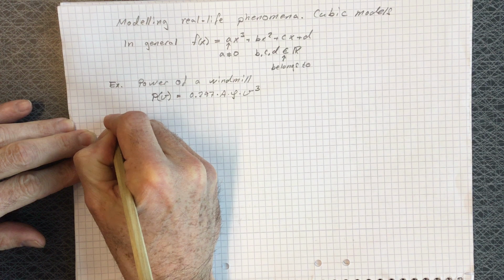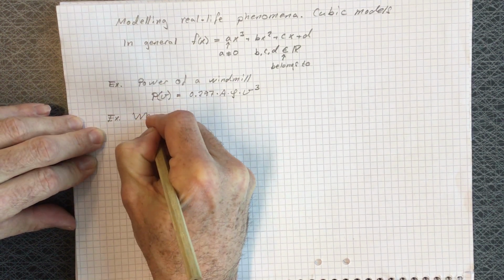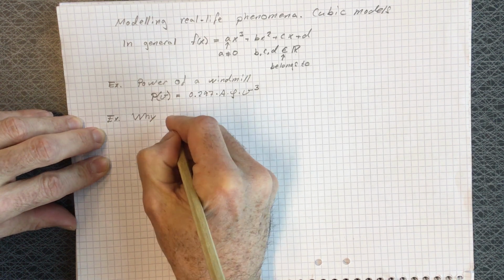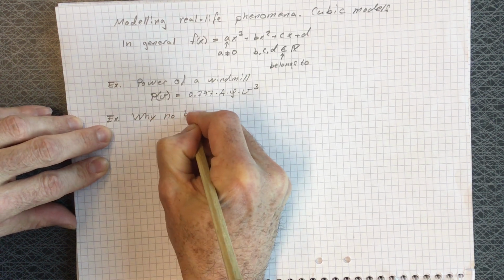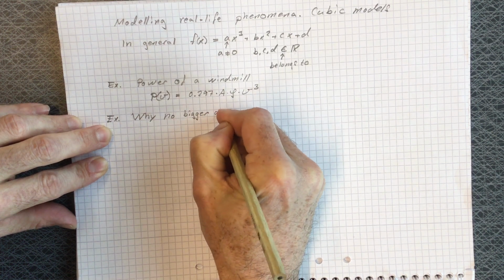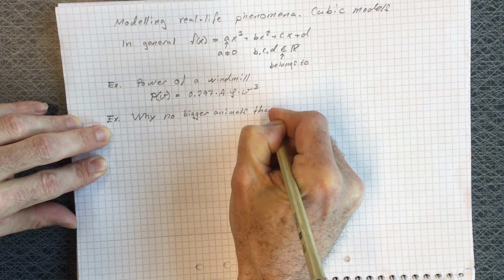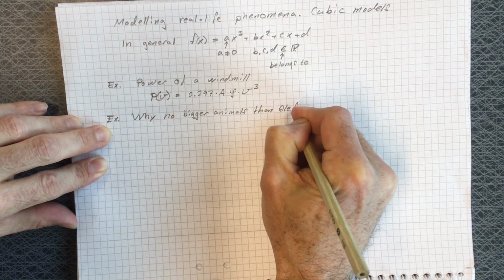But we continue with another example, and I will start with a question. And the question is, why no bigger animals than elephants?